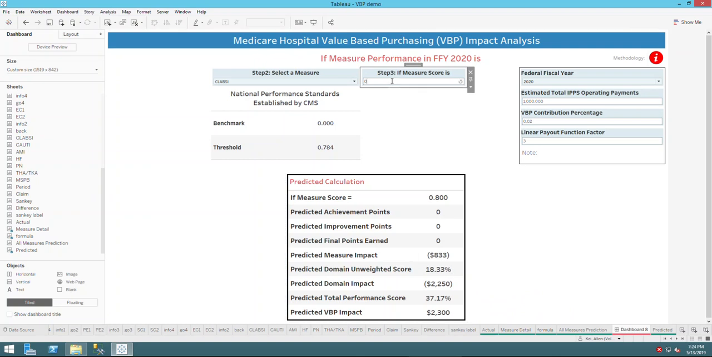Now let's make the number lower. If my infection rate is lower, you can see that I start making a positive impact, getting an incentive payment from this program.